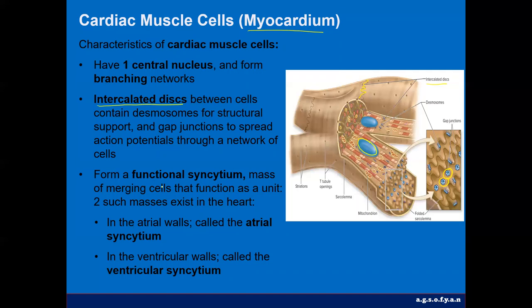In the heart, the cardiac muscles in the middle also form what we call the syncytium that separates the heart into left and right side. In the atrial area, the syncytium is called the atrial syncytium, separating the right atrium from the left atrium. In the ventricular area, the syncytium is called the ventricular syncytium, separating the right ventricle from the left ventricle.